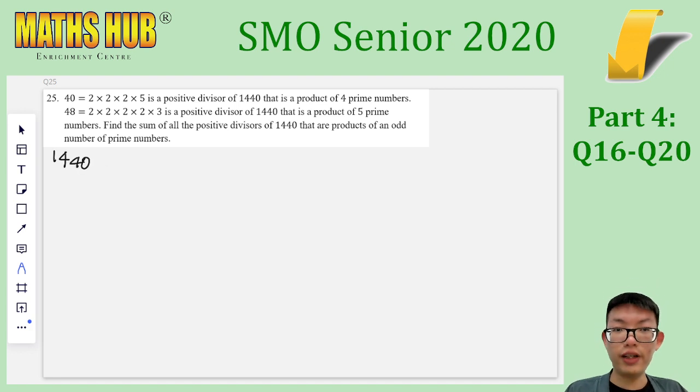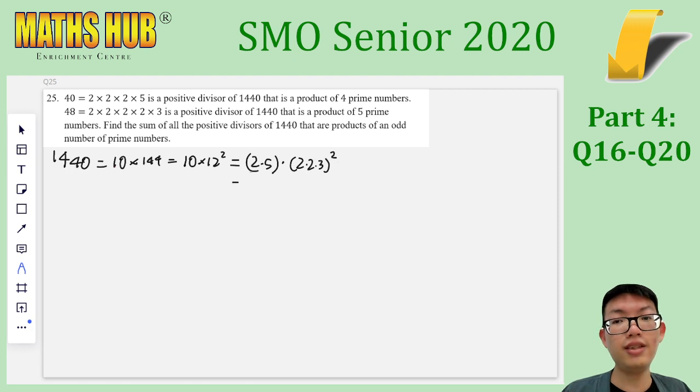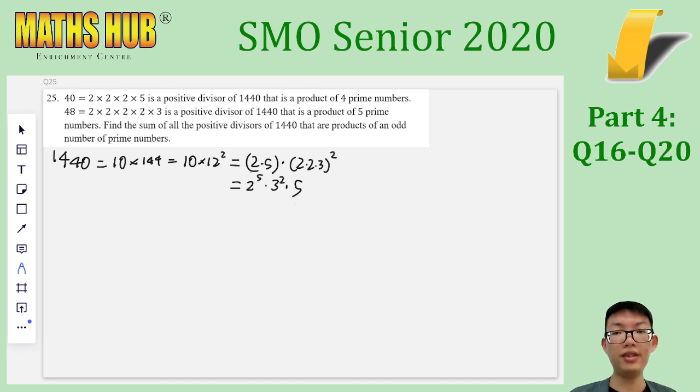What I like to do when factoring is just to look for any obvious factors. So I write it as 10 times 144, which is 10 times 12 squared, and 10 is 2 times 5, 12 is 2 times 2 times 3, squared. So this is the fastest way I can try and factorize it: 2 to the power of 5 times 3 squared times 5. Okay, now that means that this has quite a lot of factors, and we can't afford to list them all out.